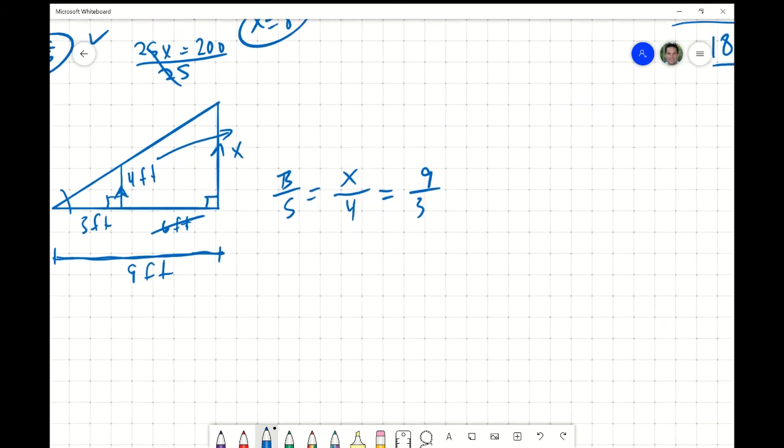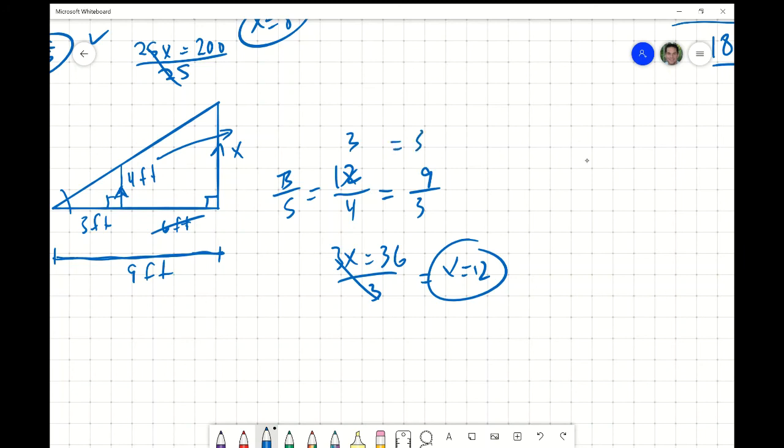All right, so here we go. 3 times x is 3x, equal to 4 times 9, which is 36. Divide both sides by 3. So x is equal to 12. All right, so let's check that right there. And sure enough, 4 goes into 12 3 times, just like 3 goes into 9 3 times as well.